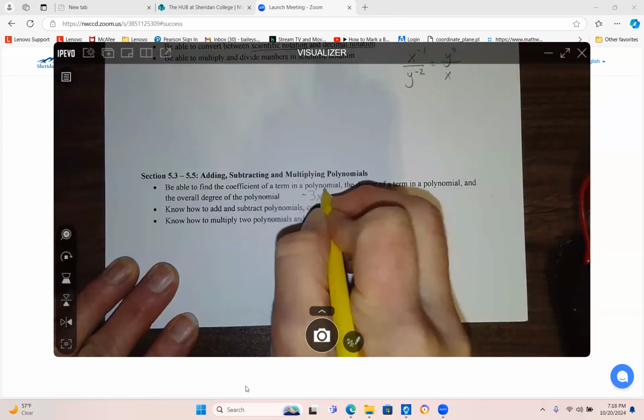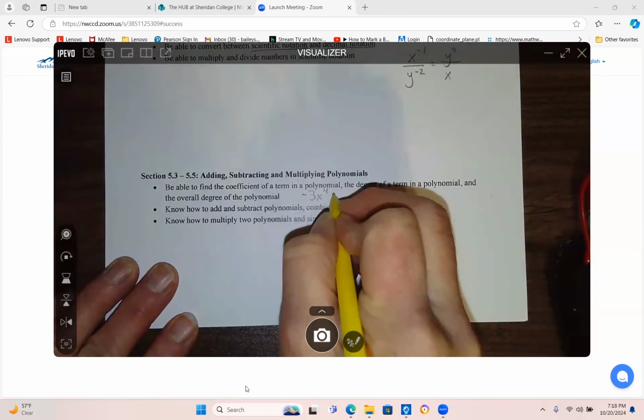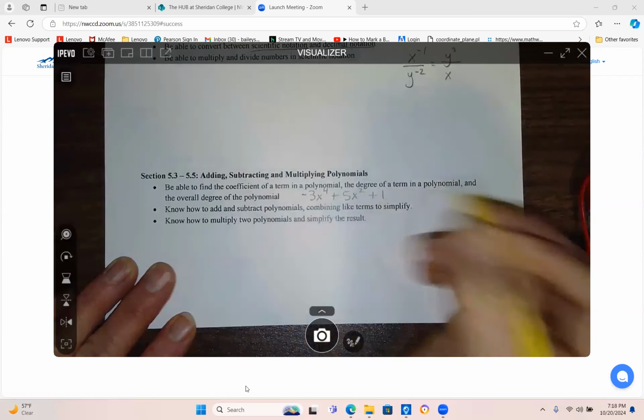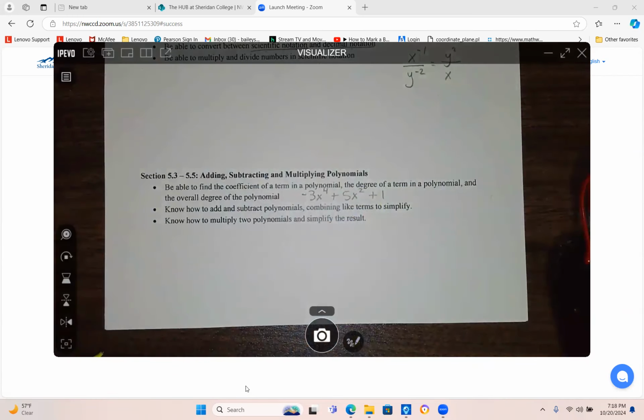Minus 3x to the fourth. Okay, it's a trinomial, but it's a polynomial. So looking at the coefficients, you've got a -3, 5, and 1. Those are your coefficients. Coefficients don't include the variable. So when I ask for a coefficient, don't put the x in there. It's just the numbers in front.